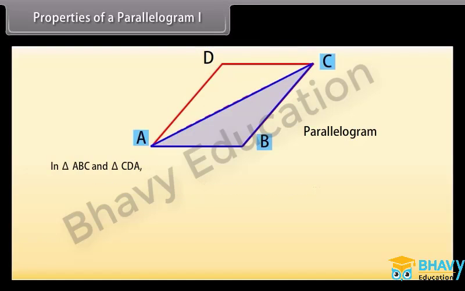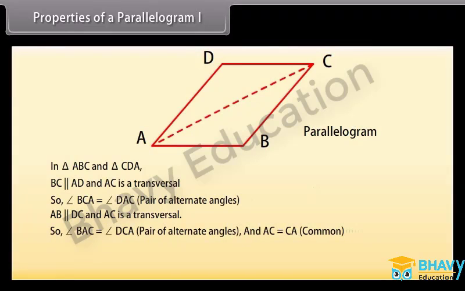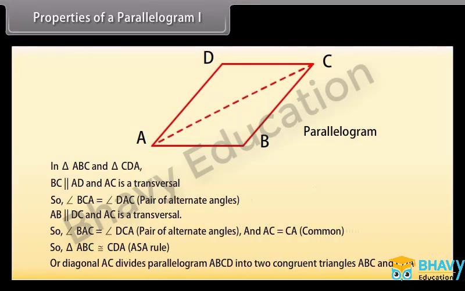We can see that in triangle ABC and triangle CDA, BC is parallel to AD and AC is a transversal. So, angle BCA is equal to angle DAC because these are a pair of alternate angles. Also, AB is parallel to DC and AC is a transversal. So, angle BAC is equal to angle DCA because these are a pair of alternate angles, and AC is equal to CA because this is common in both the triangles. So, by using ASA rule, triangle ABC is congruent to triangle CDA. Or we can say that diagonal AC divides parallelogram ABCD into two congruent triangles ABC and CDA.